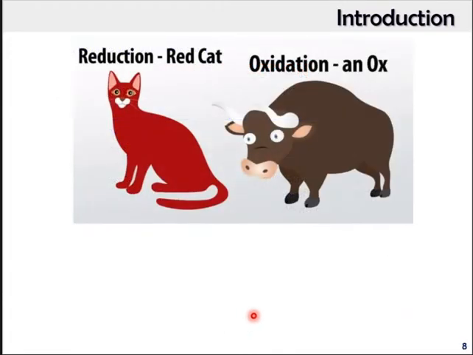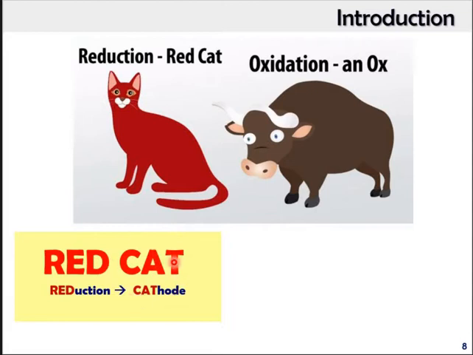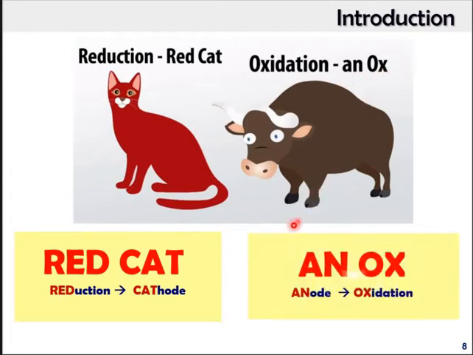So, macam mana nak senang ingat? Reduction, okay, pada cathode dan oxidation pada anode. So, kita tengok analogi ni. Reduction, kita ingat red cat. That means reduction at cathode. Red cat, reduction at cathode, and for oxidation, an ox, okay, iaitu anode akan berlakunya proses oxidation.